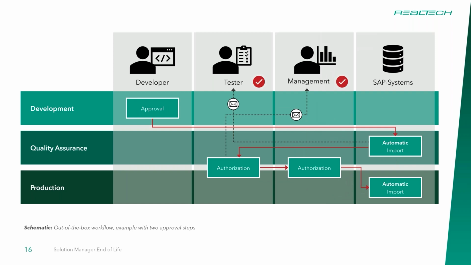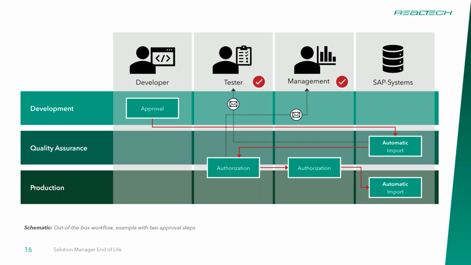Just a simple out-of-the-box workflow with 2 approval steps. Maybe the developer releases a transport and then approves it to get into quality, such as a peer review or something like that. It automatically gets imported into that quality system and notifies the tester that they can begin testing that transport in the system. And then after it gets imported into quality, it sends an email to the management they need to approve. And once they give their approval, it gets automatically imported into production.